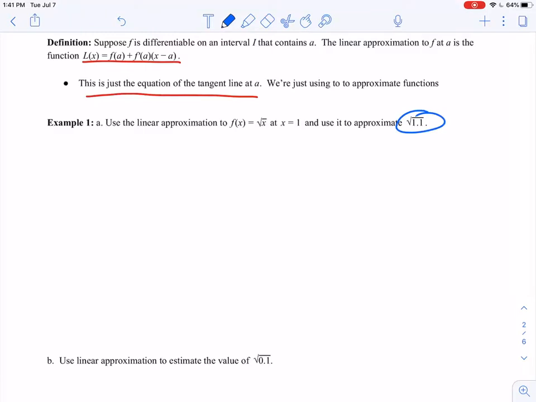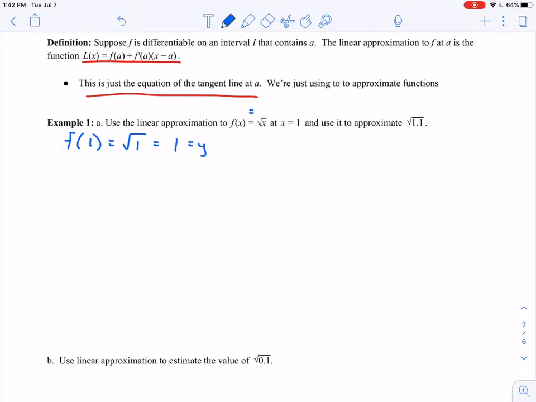And yes, sure, we could plug this into our graphing calculator, but where's the fun in that? There's no calculus there. So first I need to build the linear approximation to f of x equals square root of x at x equals 1. This is just saying find the equation of the tangent line, essentially. So I'm going to start by finding my y value, f of 1, that's square root of 1, this is just 1. This is my y value.